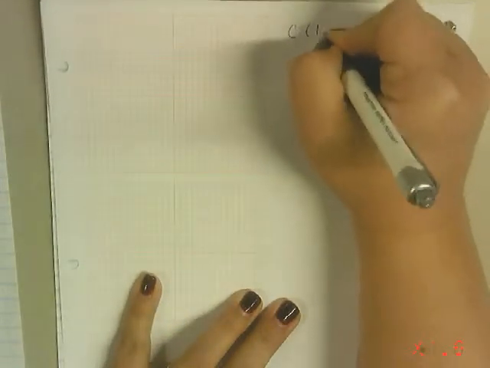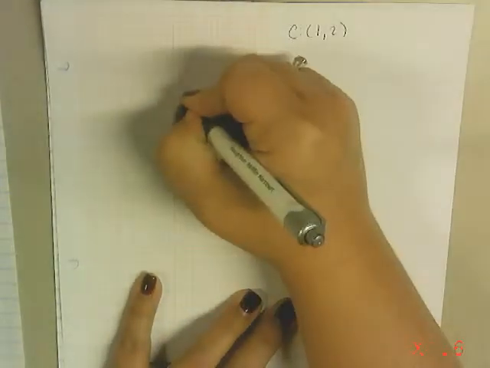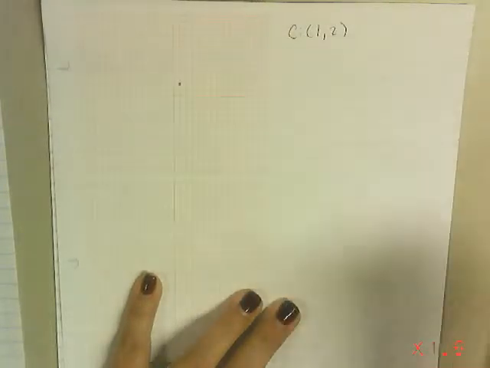Okay, so let's talk about graphing this stuff. So we have our graph here. We're going to start off by graphing our center, which again was 1, 2. So over 1, up 2. There's your center.